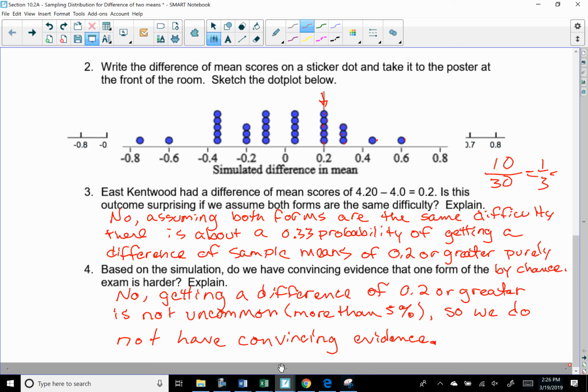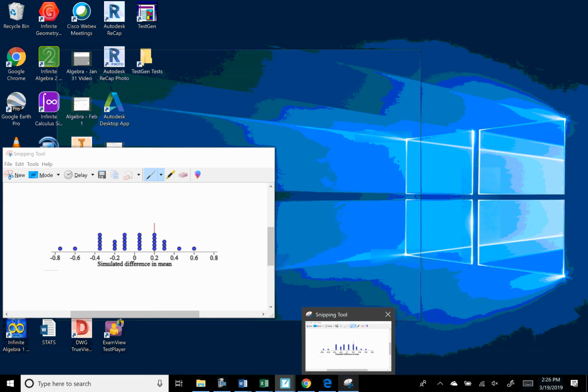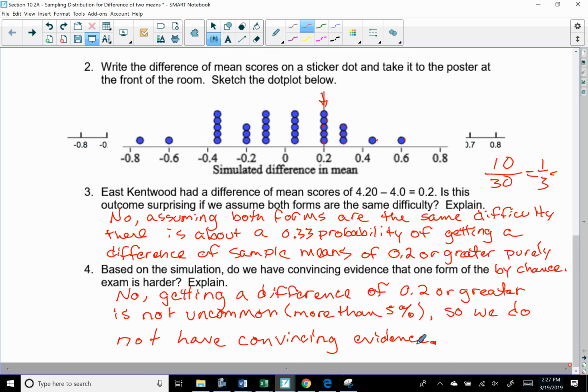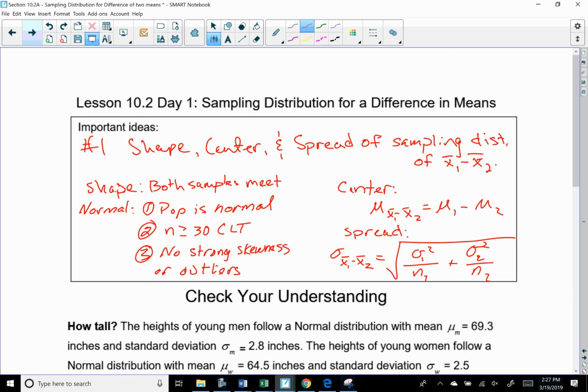I'm sorry, there is a great probability of that happening by chance, right? 33% probability. So it's not a rare occurrence. So this just kind of follows suit with everything we've been doing, right? So what are the important ideas here?